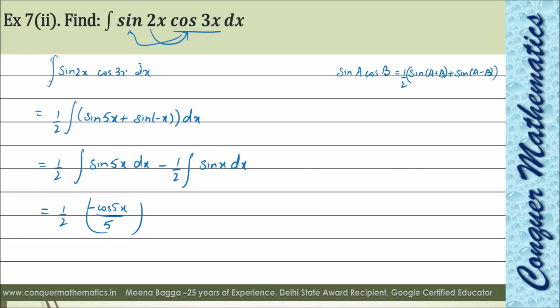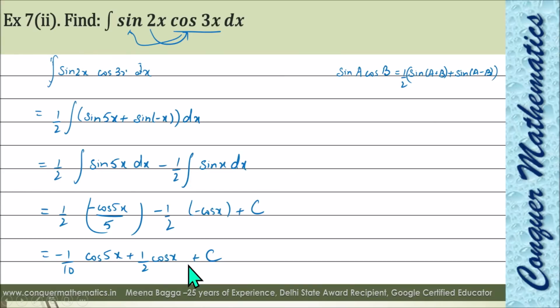Do remember minus also because this is a common mistake, beta. Minus cos 5x divided by derivative of 5x, which is 5, minus half minus cos x plus constant of integration. Again it is minus 1 by 10 cos 5x plus half cos x plus c.